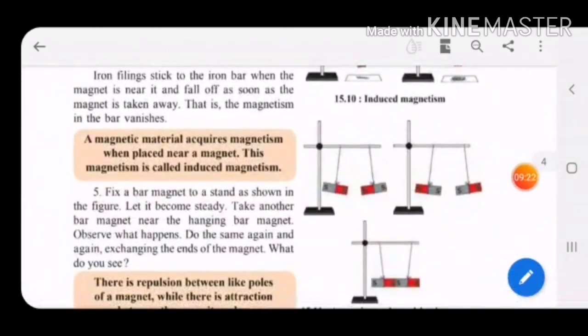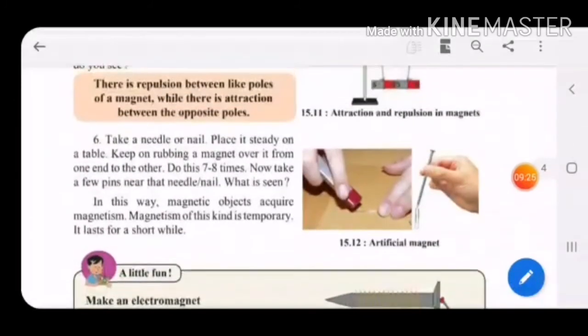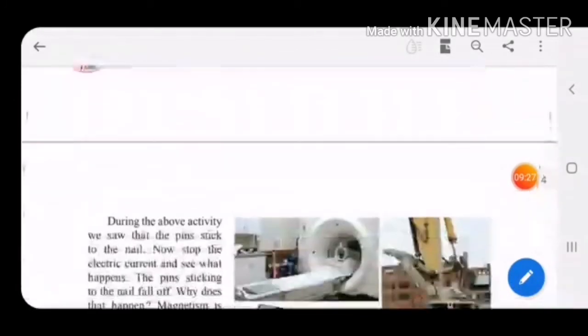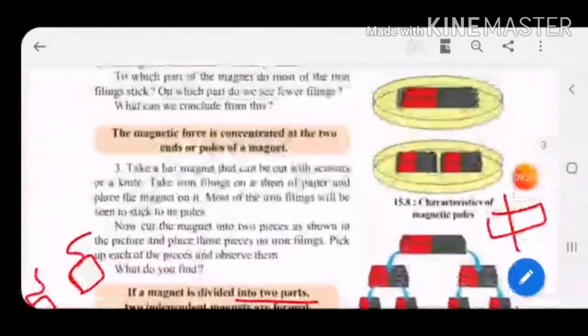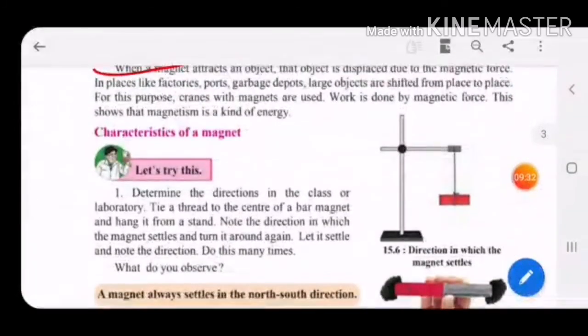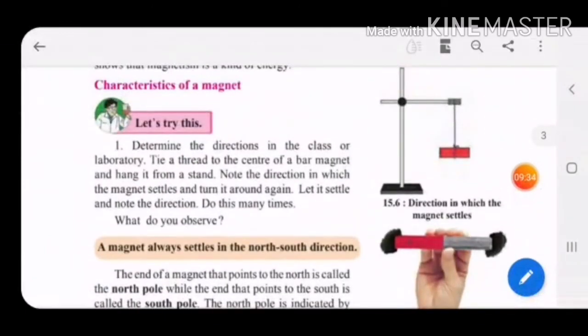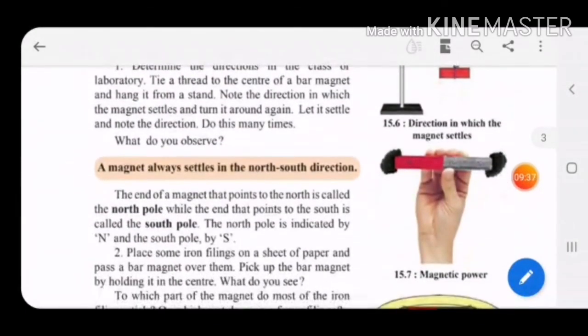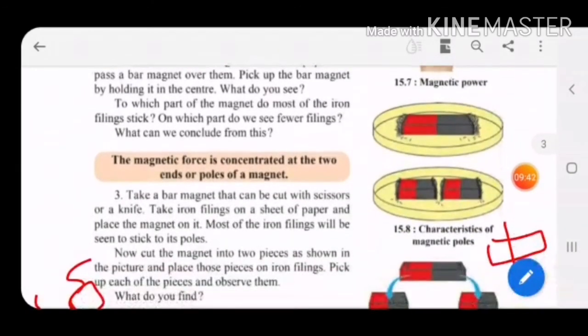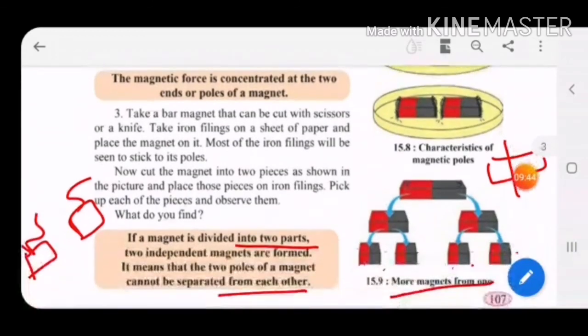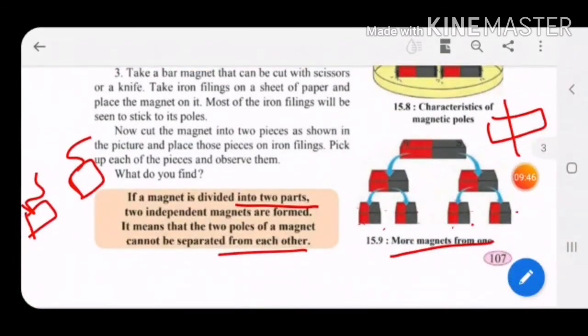Now the remaining characteristics 4, 5 and 6 we will learn in the next part. Till then, revise these three characteristics very well. What is magnetism? We have started with the characteristics of a magnet, and we have seen three. First, a magnet always settles in the north-south direction. Second, the magnetic force is concentrated at the two ends, or poles, of a magnet. Third, if we divide a magnet into two parts, two magnets will be formed, and each time you will get two poles. That means the poles of a magnet cannot be separated from each other.